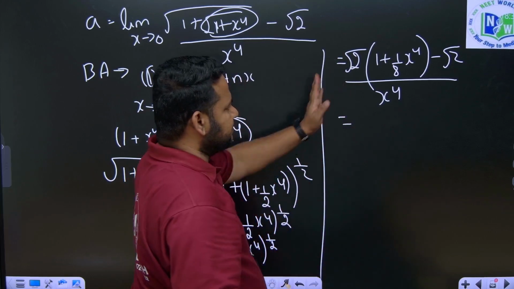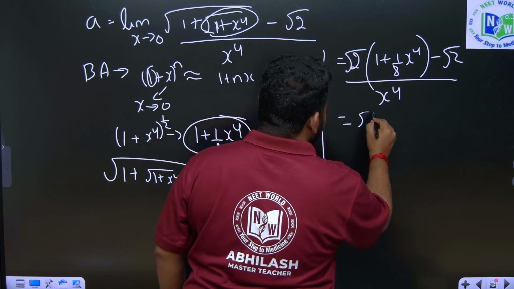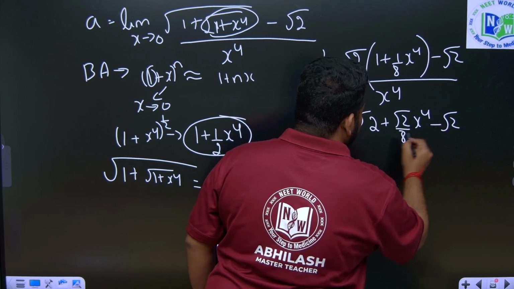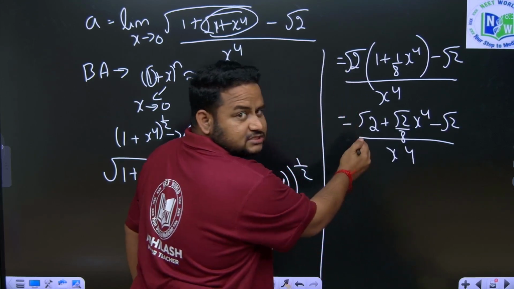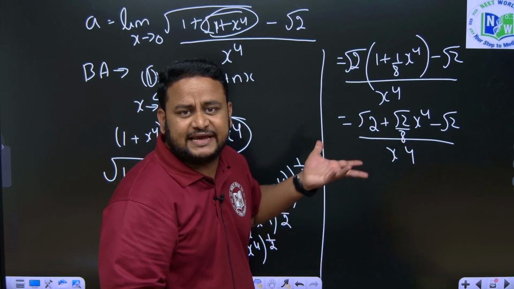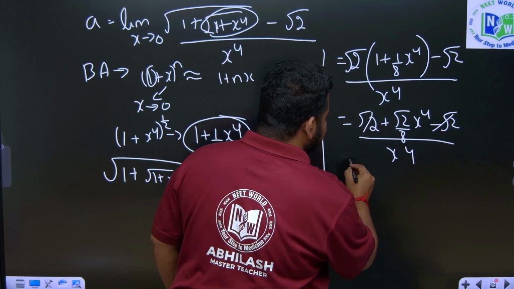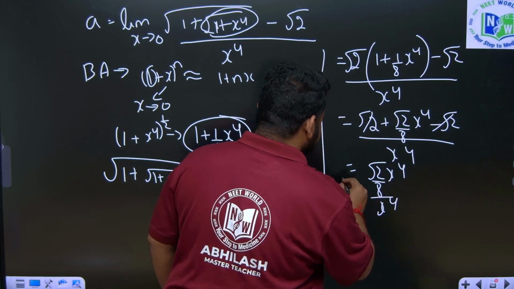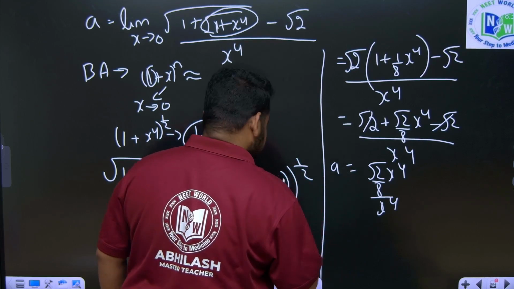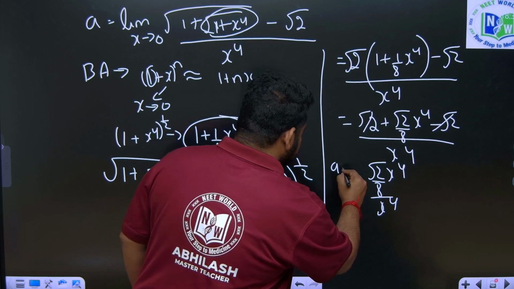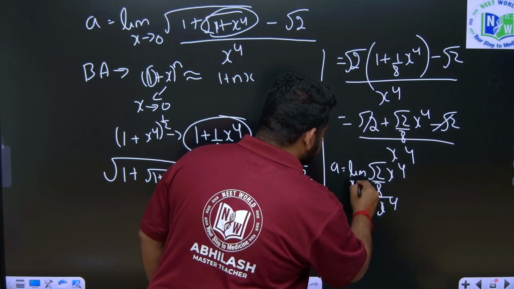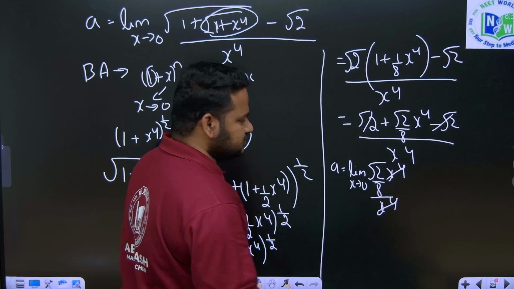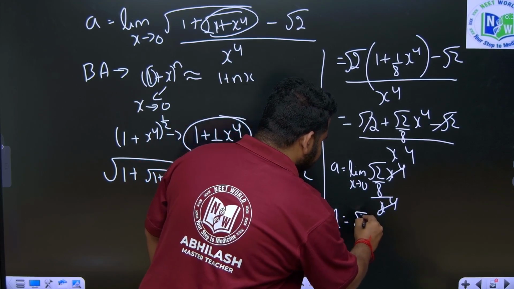So what will this become, friends? If I multiply square root of 2, this will become square root of 2 plus square root of 2 by 8 x to the power of 4, minus square root of 2, divided by x to the power of 4. This plus square root of 2 and minus square root of 2, I can cancel. So I will be left with square root of 2 by 8 x to the power of 4 divided by x to the power of 4. That is what A is equal to, the limit as x tends to 0. Even without applying the limit I am getting the value: x to the power of 4 cancels, and I will be left with square root of 2 by 8.